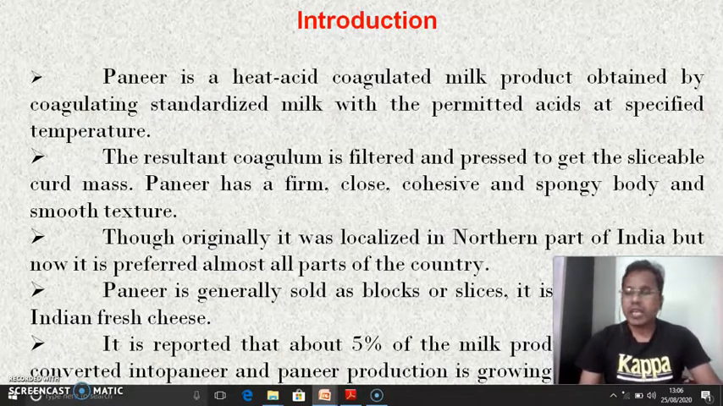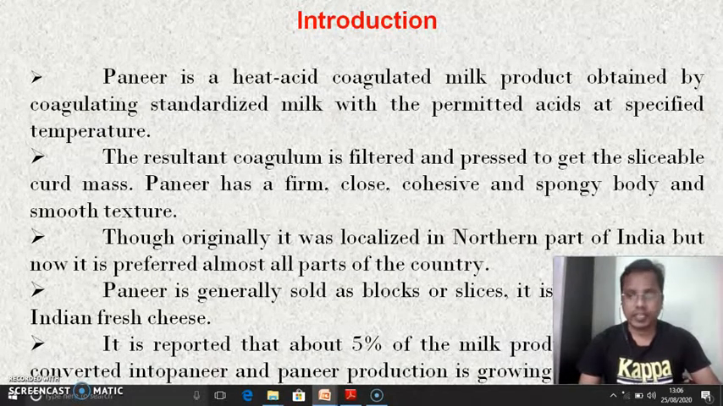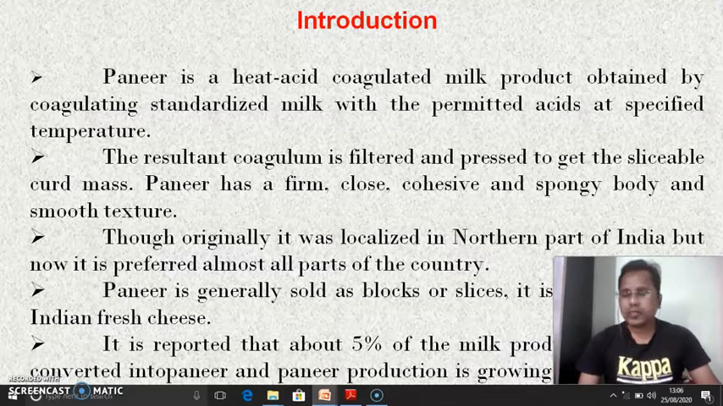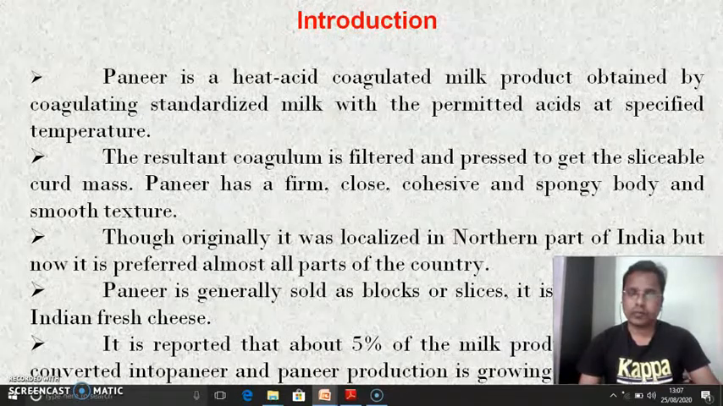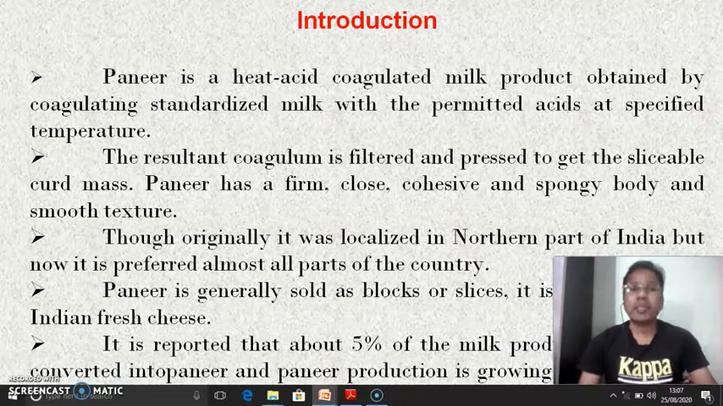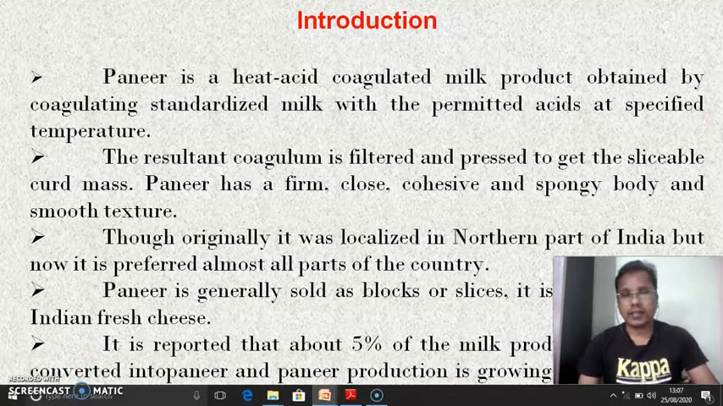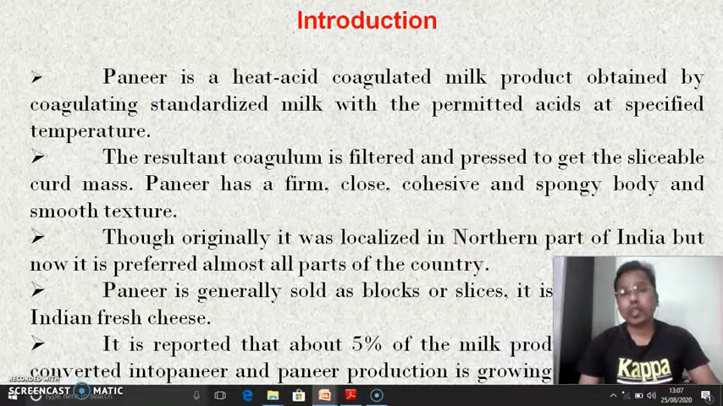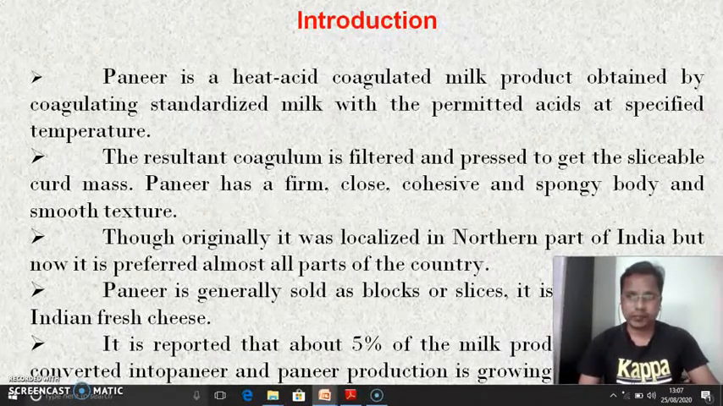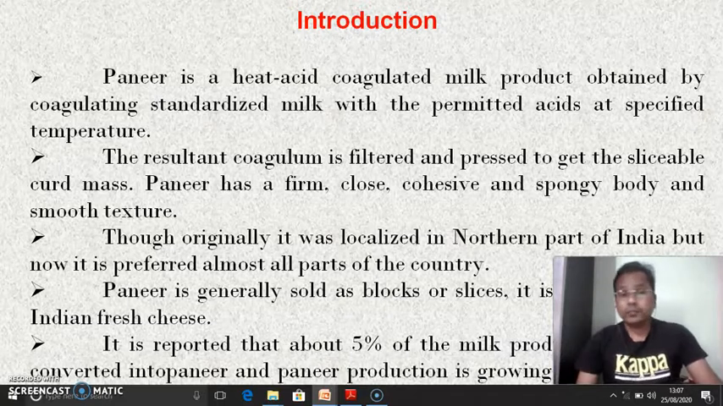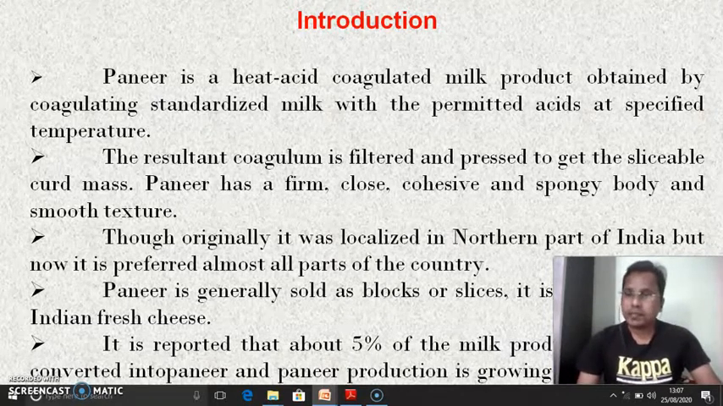In the previous lecture, we have seen how channa is prepared. In paneer also, the same method of preparation is used. Like channa, paneer is also a heat acid coagulated milk product. Paneer is prepared by using citric acid or lactic acid. The resultant coagulum is filtered and pressed to get sliceable curd mass.